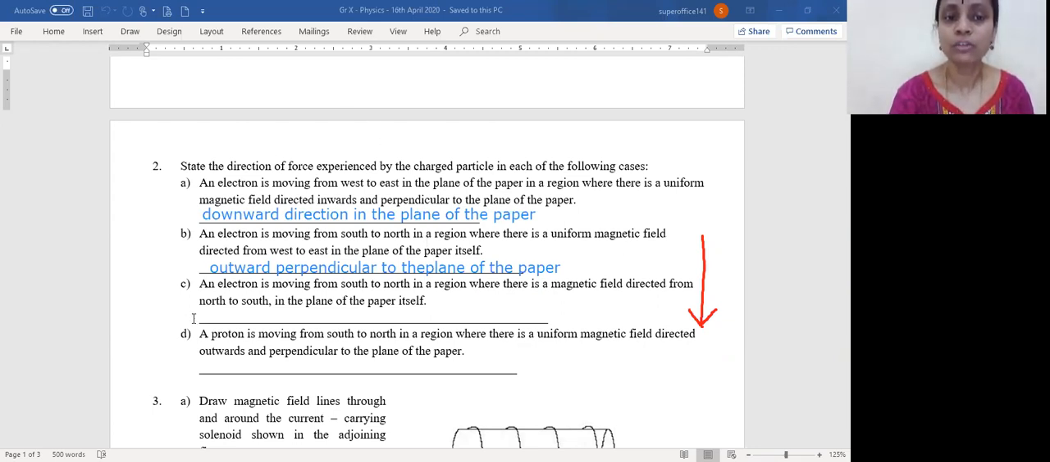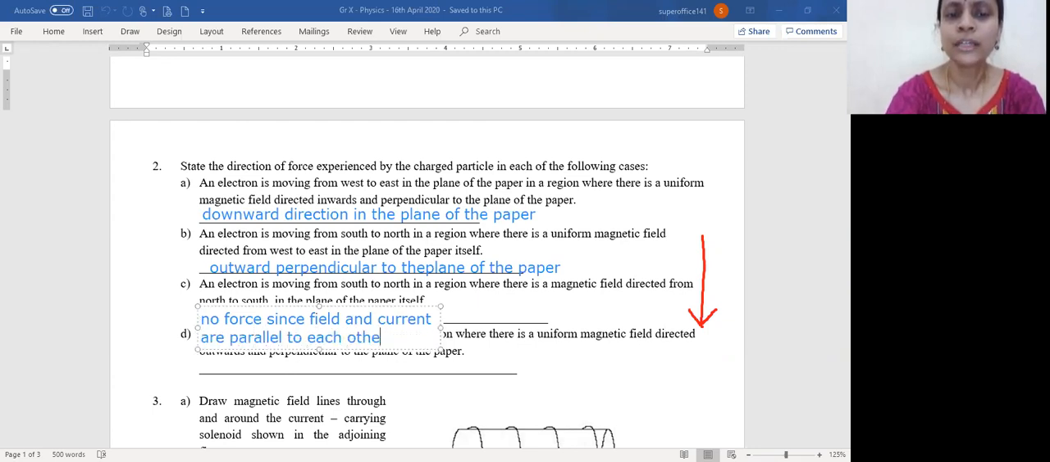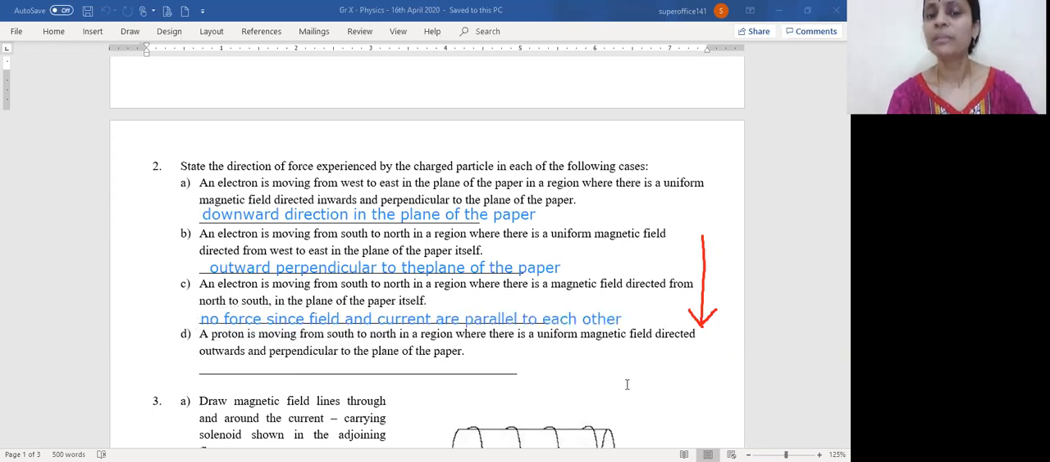So what am I going to write here? No force. Why is there no force? Since field and current are parallel to each other. There will be no force that will be experienced by the charged particle. Now look at the last question. Proton is going to move.